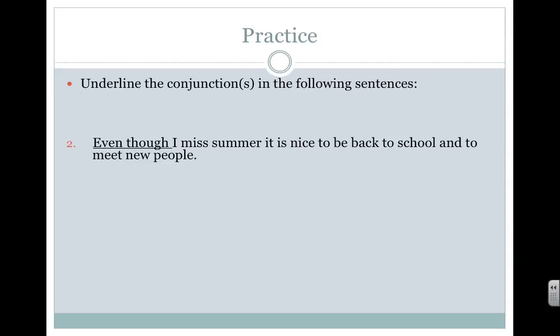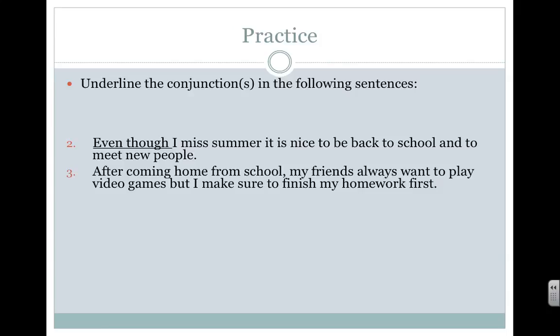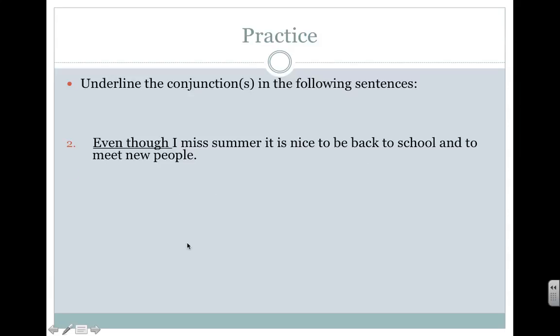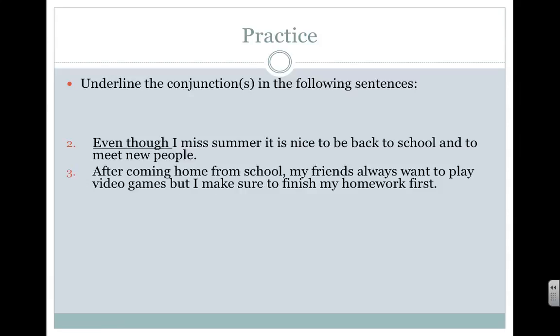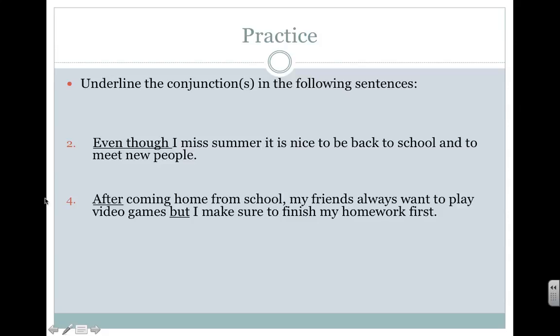All right, let's take a look at the next one. After coming home from school, my friends always want to play video games, but I make sure to finish my homework first. Let us see if we have any fanboys: for, and, nor, but, or, yet, so. We do. We have but here, so but is going to be underlined. We'll check our list for any of the subordinating conjunctions, and we see that we have one here, and that is after. So I'm going to underline after and but.